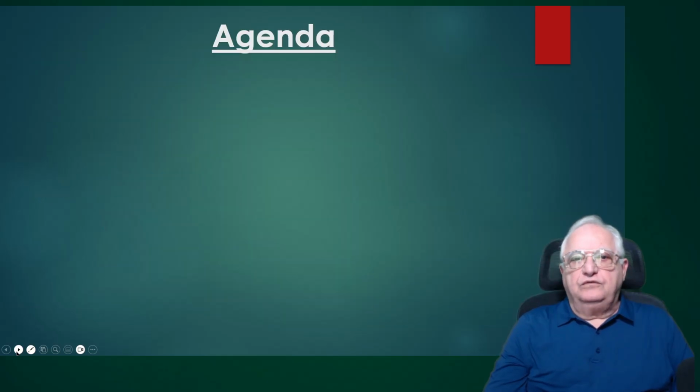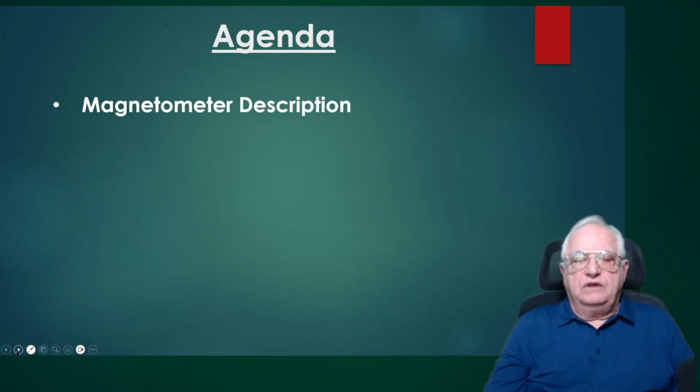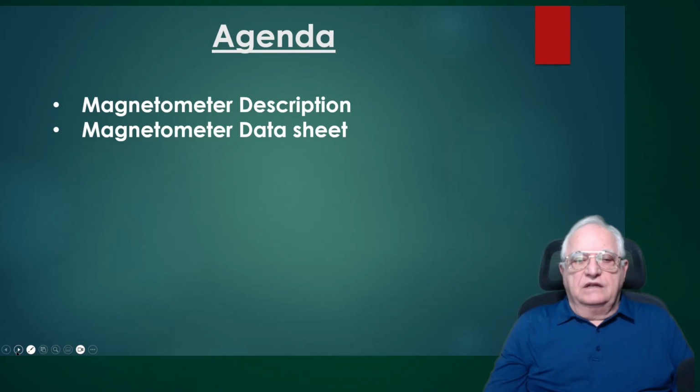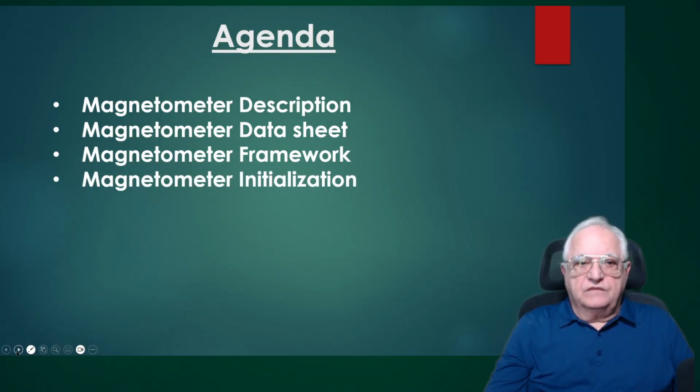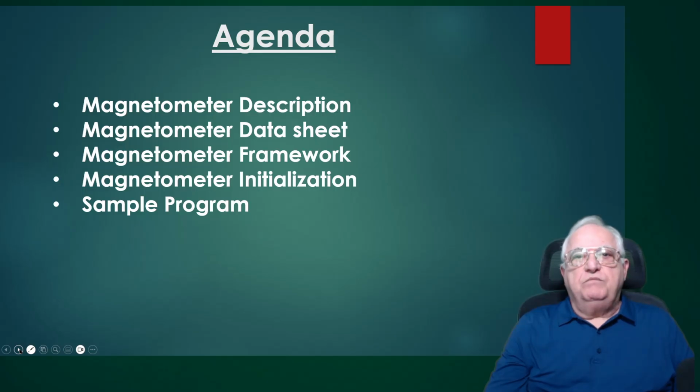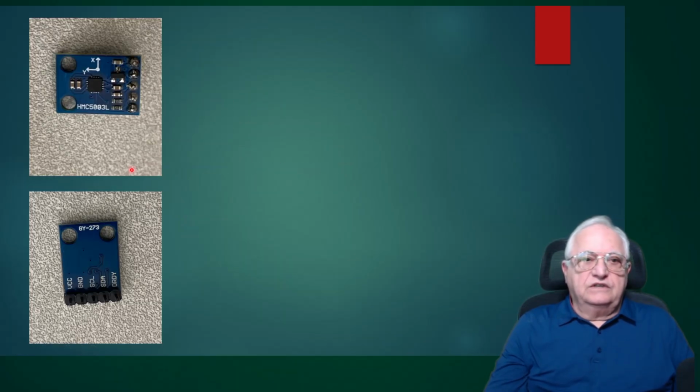Now the agenda for today. So today I'm going to give you a magnetometer description. Then we're going to look at the data sheet, develop from the data sheet a framework. Next, show you how to initialize the magnetometer. We'll go through a sample program, and finally we'll go through the summary. So let's get going. So this is a picture of the magnetometer.